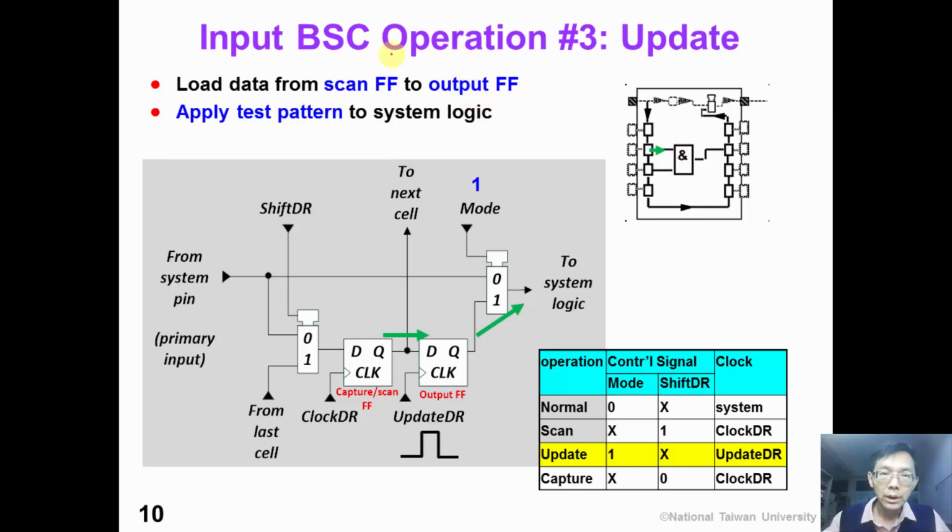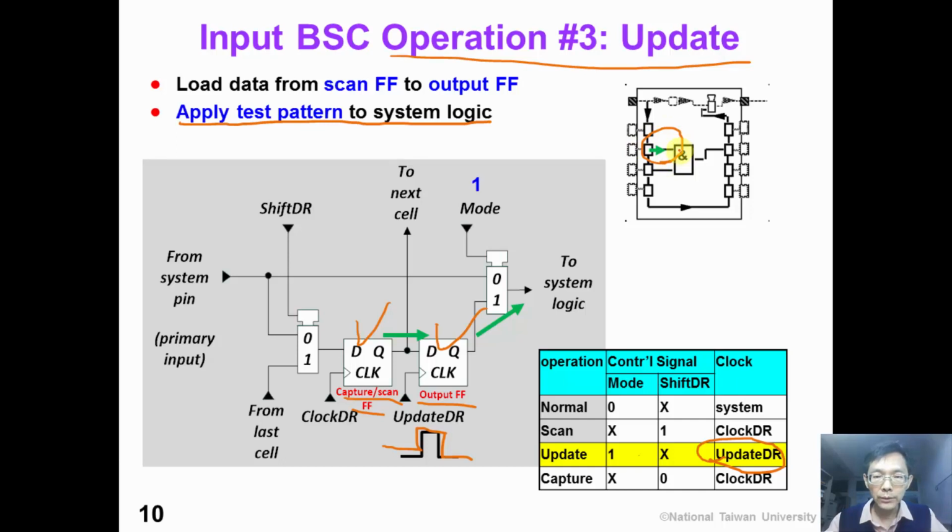Operation number 3 is the update operation. In this operation, when we pulse the update DR clock, the test data is transferred from the scan flip-flop to the output flip-flop. So in this way, we can apply our test pattern to our system logic, as is shown in the upper right figure.